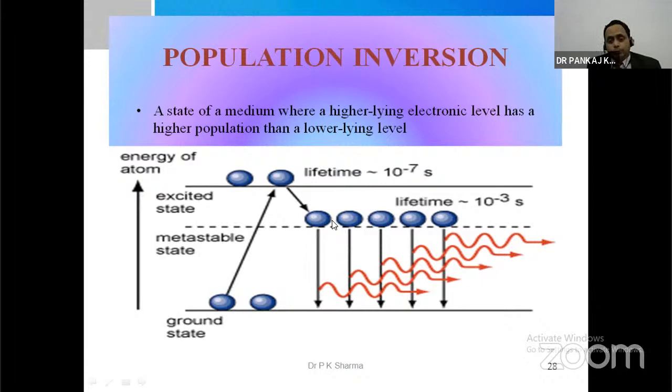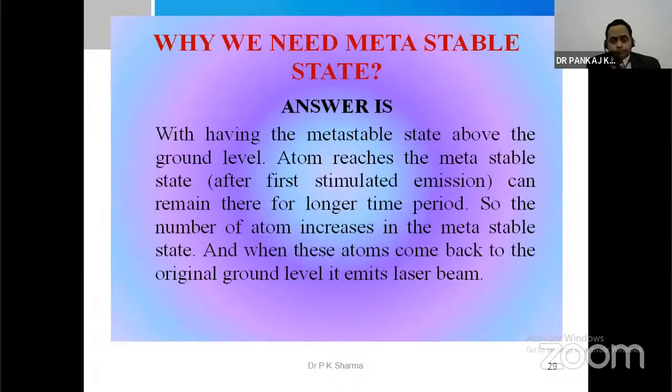And during the stimulated emission process, a pair of photons is released and a continuous waveform of laser light is produced. So the metastable state plays a very important role in the continuous process of laser light production. It is a very important question why we need the metastable state. We have already discussed it.